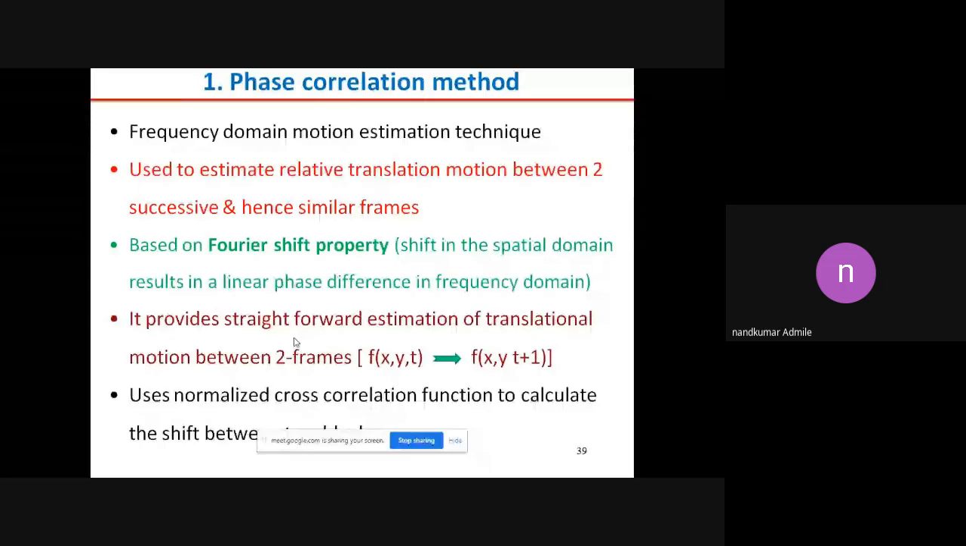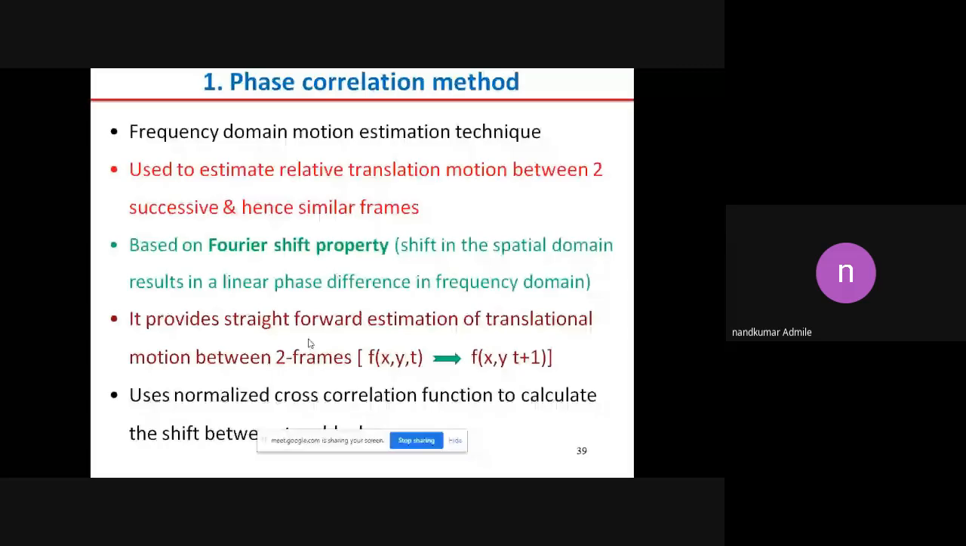Okay, so in the phase correction method, we can consider two types of domains. One is called the time domain and another is called the frequency domain. If we capture the video by using the video camera, we have to consider the third dimension. We have the x orientation, the y orientation, and the third one is time. So we can represent the video with respect to time, and we can call video a three-dimensional signal.